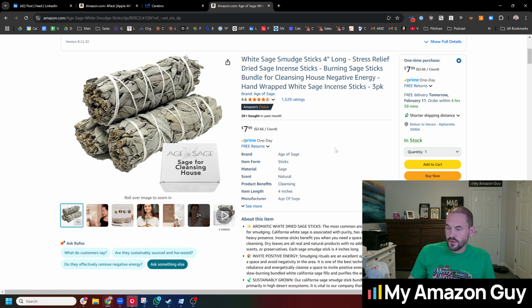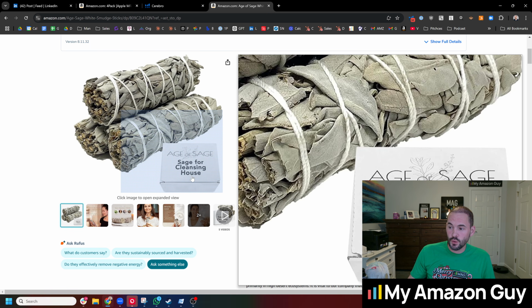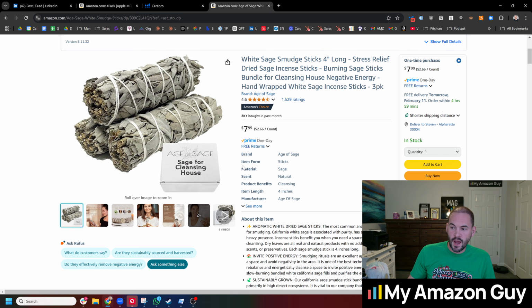And this has been a very effective methodology for getting additional clicks. And people are more likely to click on a commodity-based product like Sage Sticks if there's a keyword on it. Sage for Cleansing House. What should I use this product for?